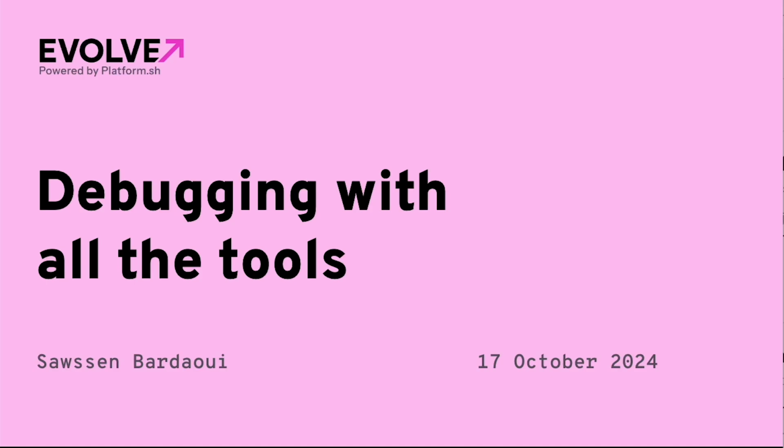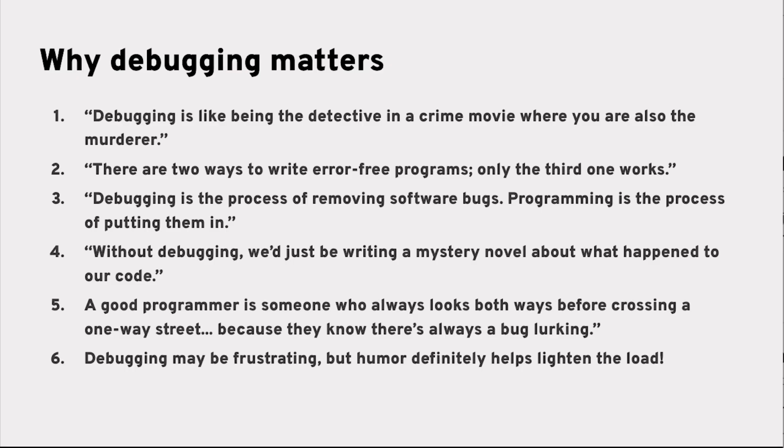Session about debugging all the tools presented in the Evolve event by Platform.sh on October 2024. The goal of this session is to provide you with a comprehensive understanding of how to effectively debug issues on Platform.sh and Upsun using powerful tools like Logs, Xdebug, and Blackfire. Hopefully, by mastering these tools, you can significantly improve your troubleshooting process, identify performance bottlenecks, and resolve issues faster.